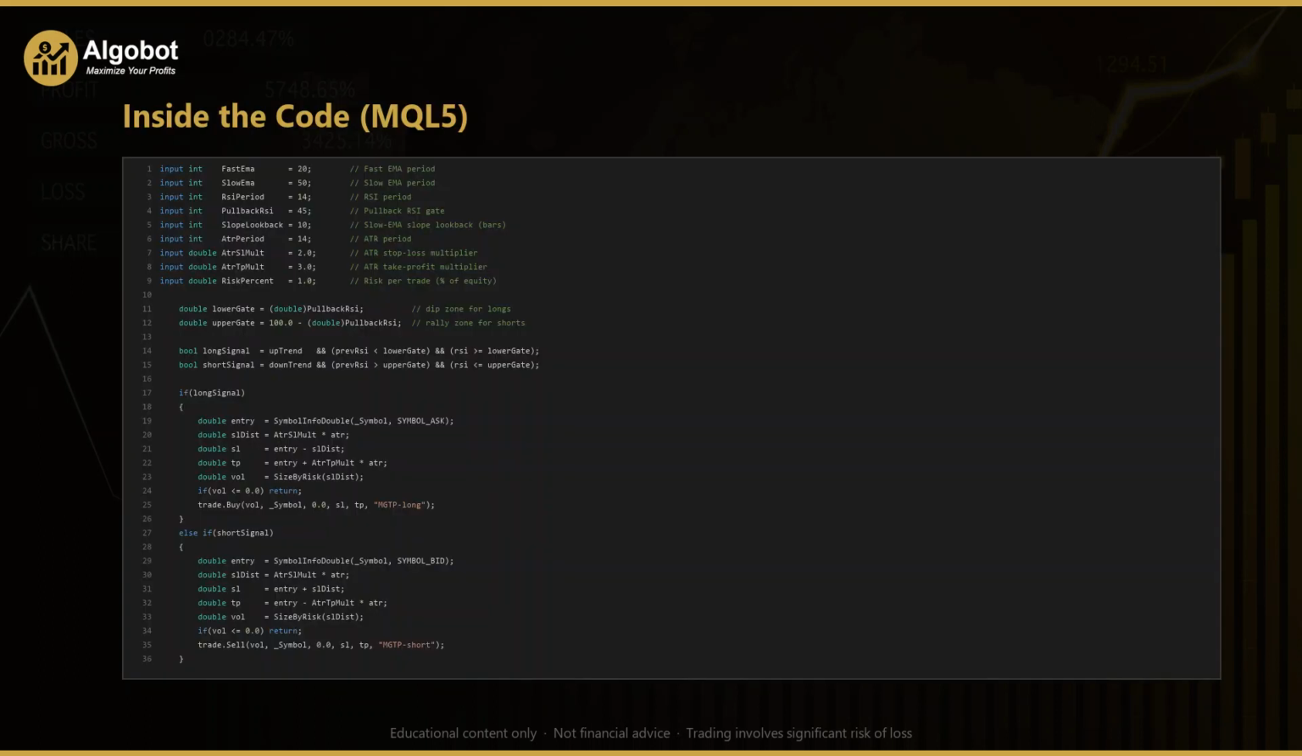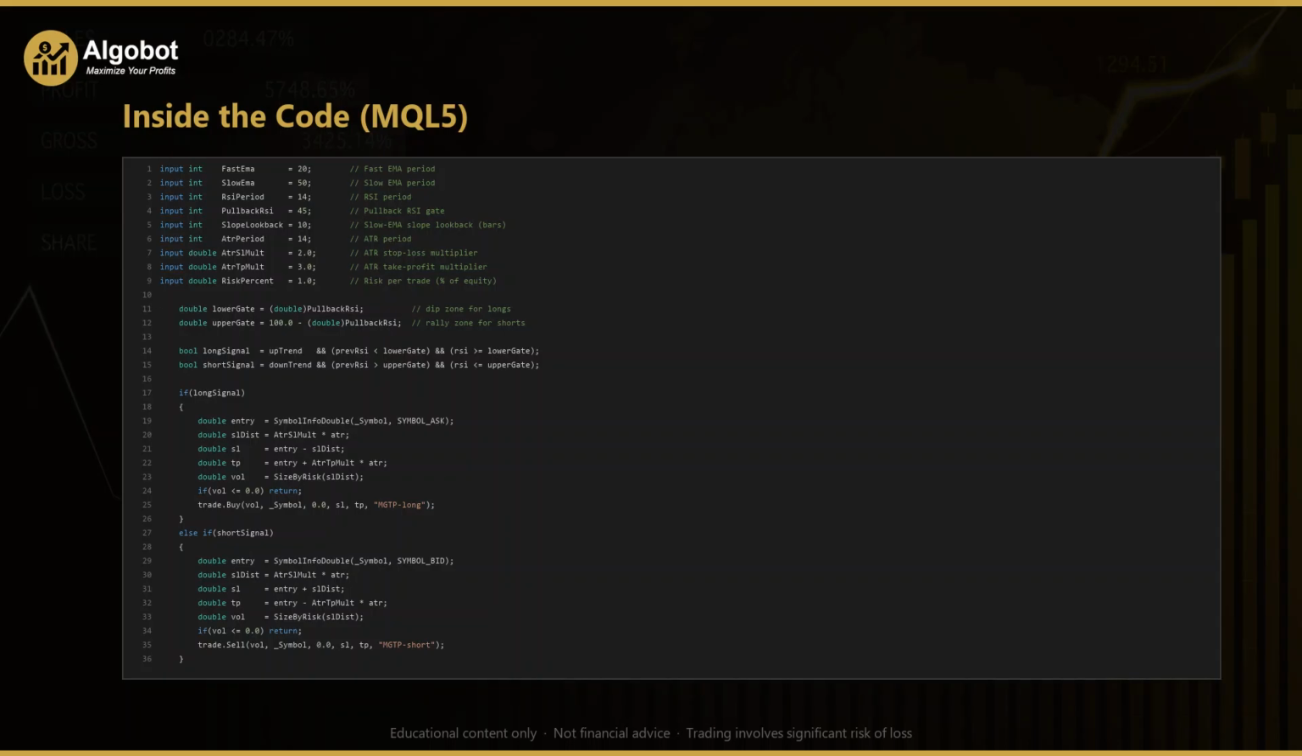Let's read the important parts of the MQL5 code as they appear in MetaEditor. At the top are the inputs you can adjust in the strategy tester. You can see the fast and slow EMA periods, the RSI period, the PullbackRsi gate at 45, the slope lookback of 10 bars, the ATR period, the stop and target multipliers of 2 and 3, and the risk per trade set to 1% of equity.